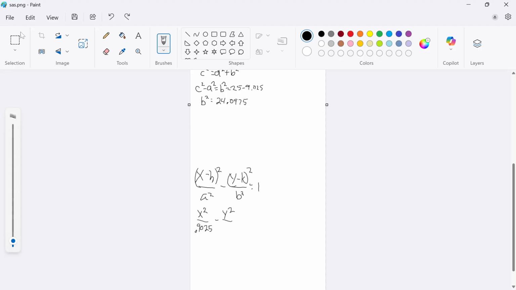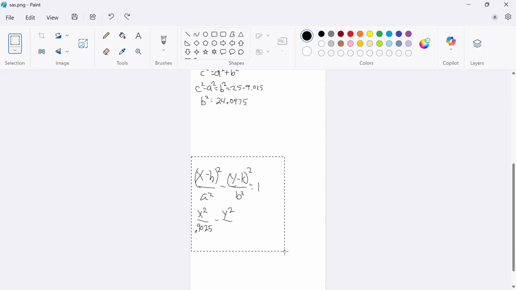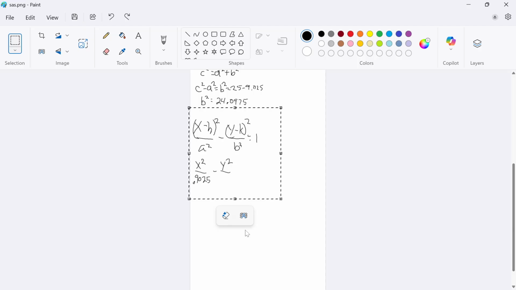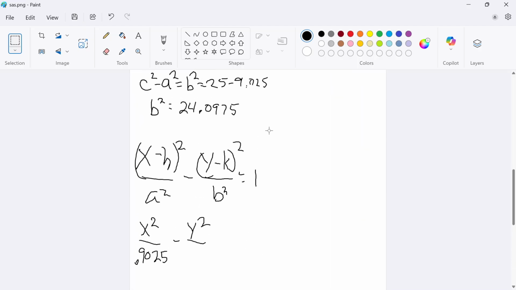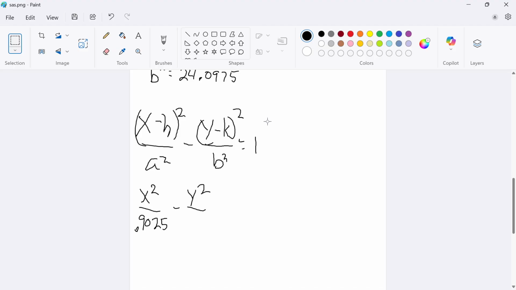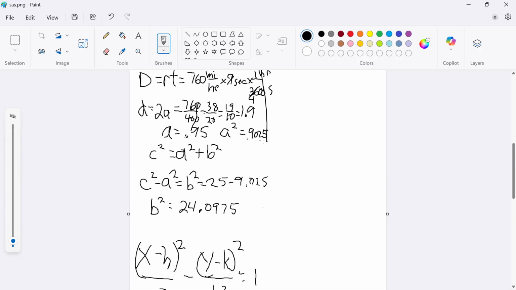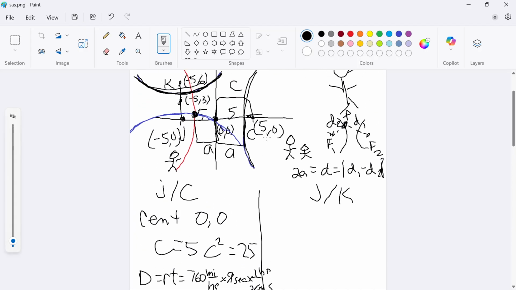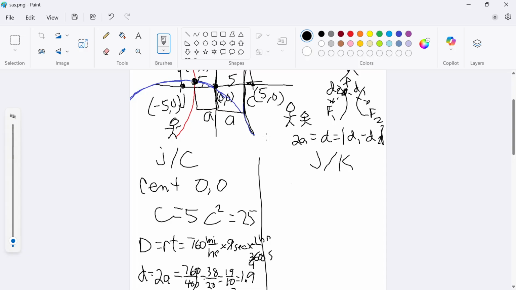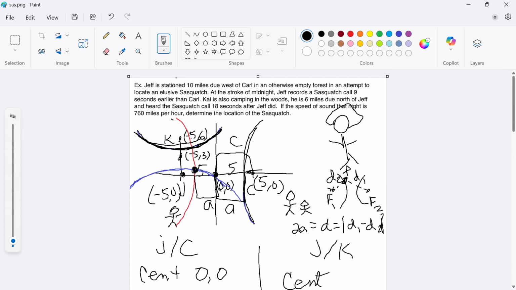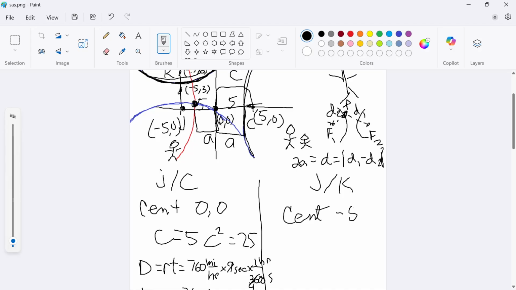So I get x squared over 0.9025 minus y squared over 24.0975 equals 1. That's the equation for one of the hyperbolas, the horizontal one. Here's Jeff and Kai. The center is negative 5, 0. I already said negative 5, 3.